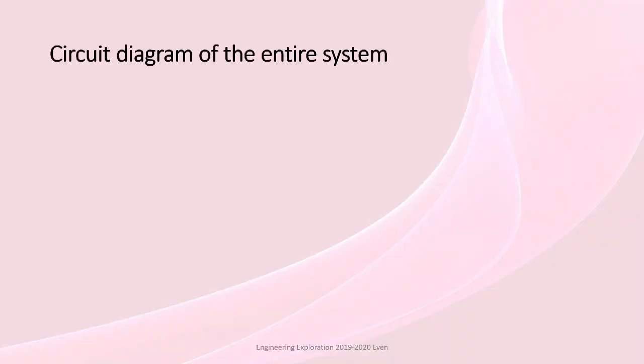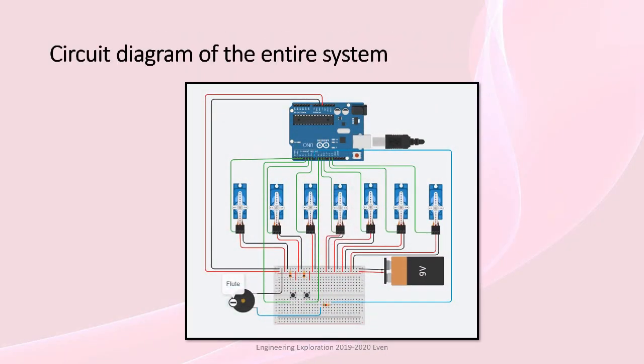Circuit diagram of the entire system. The circuit of the entire system consists of 7 SG90 servo motors, out of which 6 servo motors are used for flute hole closure mechanism, whereas the 7th servo motor is used for creation of barrier after the tune gets completed, leading to the closure of the blowhole of the flute.